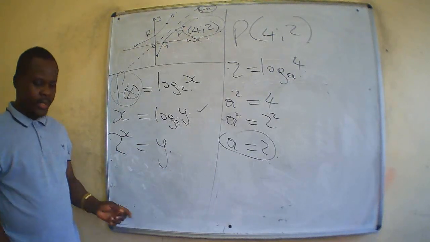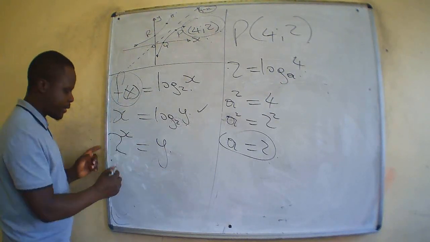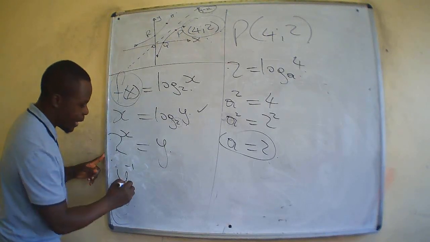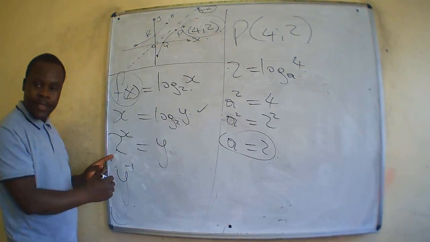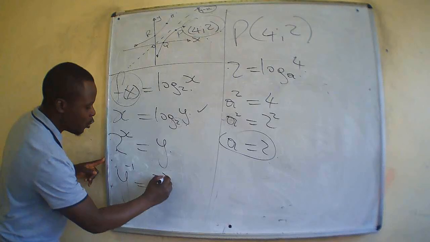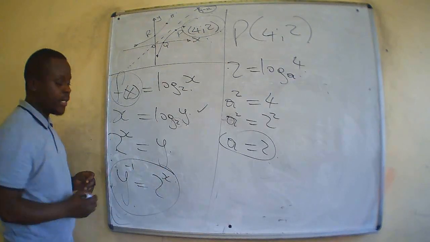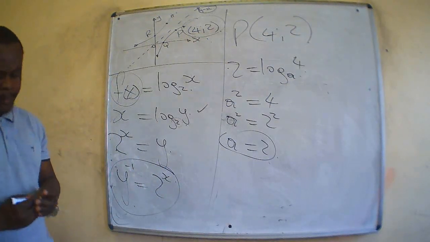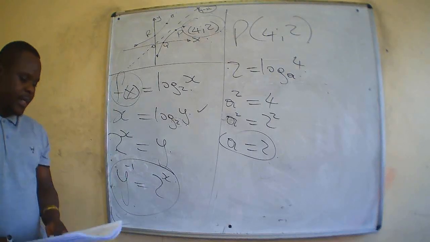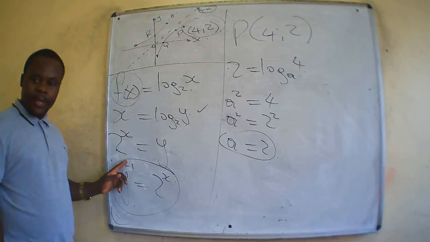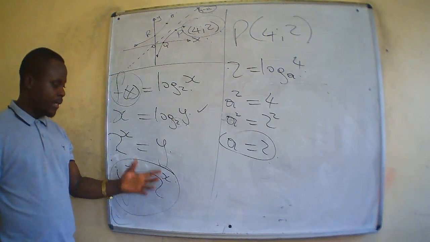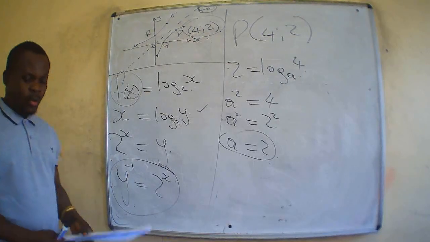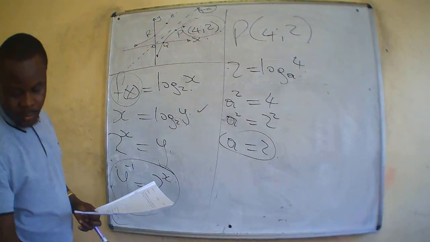So therefore, in this case, our inverse is now written as y to the power of negative 1 to show that it's the inverse, equals 2 exponent x. This is how we write the inverse of this. So our inverse is written as y inverse is equal to 2 exponent x. So we move on to the next question.